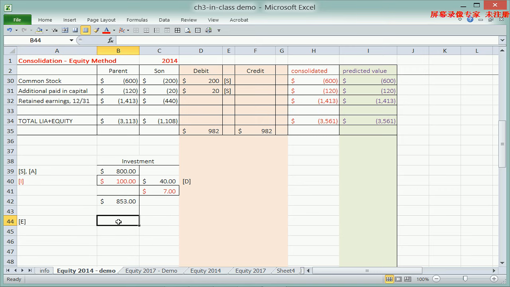I don't want to put it there because I don't want you to be confused. So that's $7,000, that's for the patent and the equipment. Then this E entry is going on independent of the investment account, so it's not used to eliminate anything from the investment account.